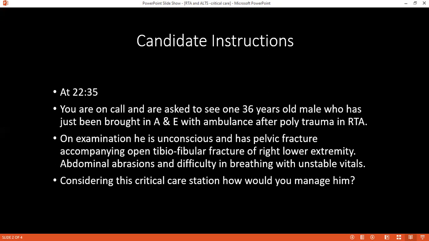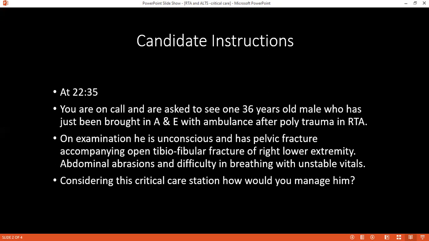So if you have read and understood the critical care scenario, kindly tell me, how would you manage this patient now? I will manage the patient according to ATLS protocol. I will go for the ABCD approach with simultaneous resuscitation as well.